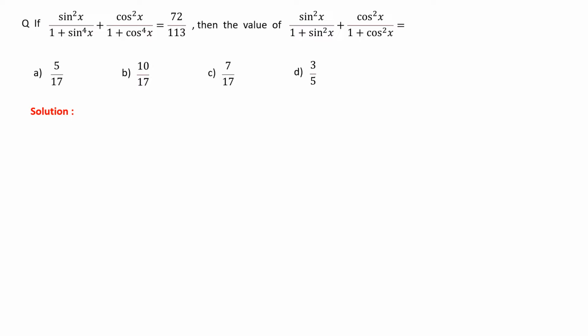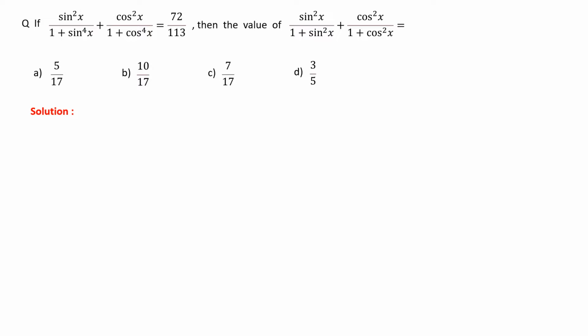It says if sine square x upon 1 plus sine x power 4 plus cos square x upon 1 plus cos x power 4 equal to 72 upon 113, then we have to find the value of sine square x upon 1 plus sine square x plus cos square x upon 1 plus cos square x.